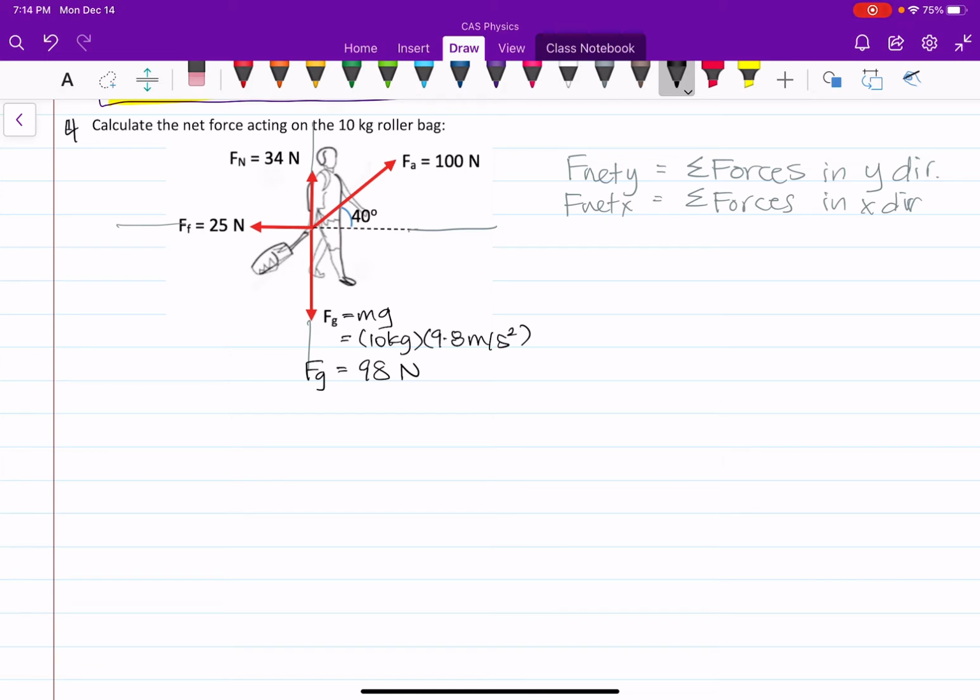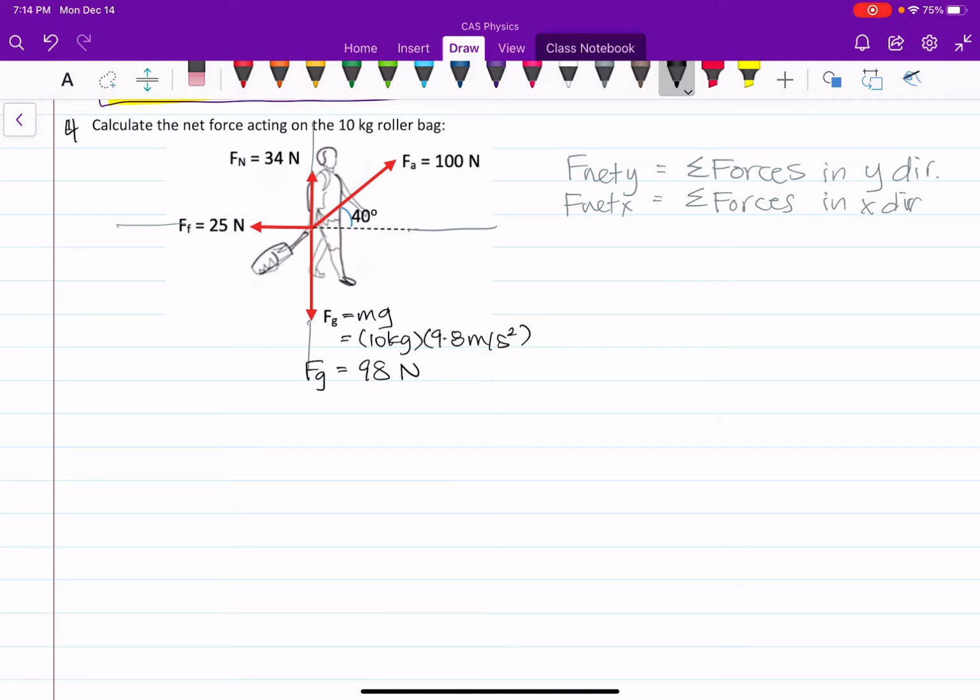I've got a force of friction pointing to the left, because presumably this person is pulling their roller bag, and they're actually moving in the horizontal direction. But when you pull a roller bag, you apply the force at sort of an angle. And the way that it's described in this problem, the angle is 40 degrees above the horizontal.